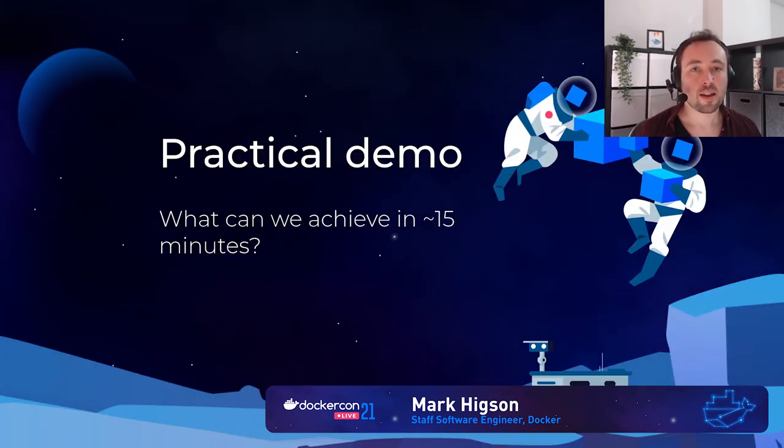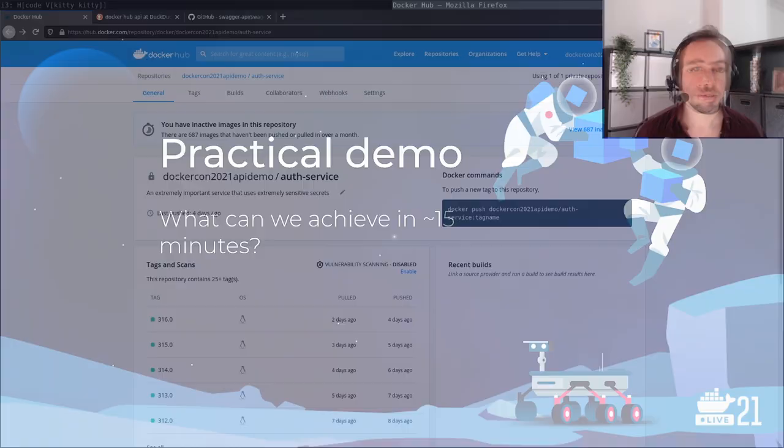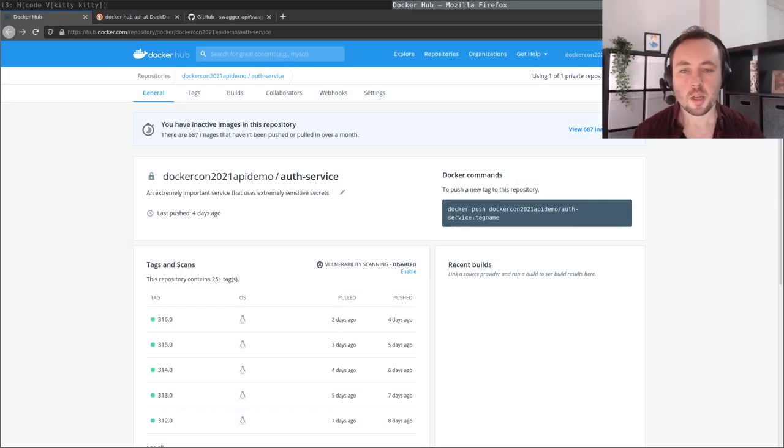So now we'll move on to a practical demo and see what we can do in about 15 minutes with one of our APIs. So what's the problem we're going to solve today? We're going to put ourselves in the shoes of a maintainer of this repository, which represents some kind of business critical service. We've come into work and we've been told that over a period of time, a number of problematic images have been pushed to this repository.